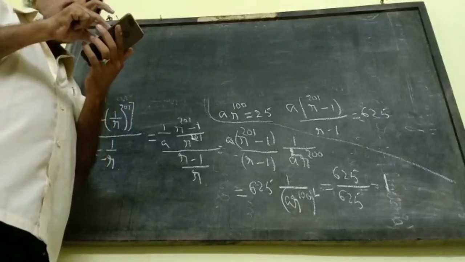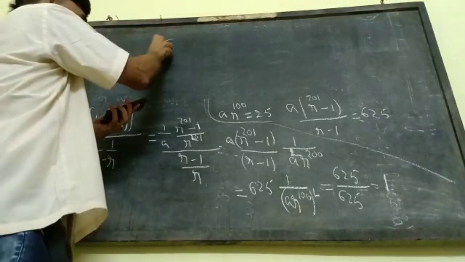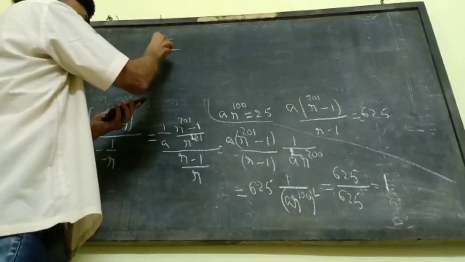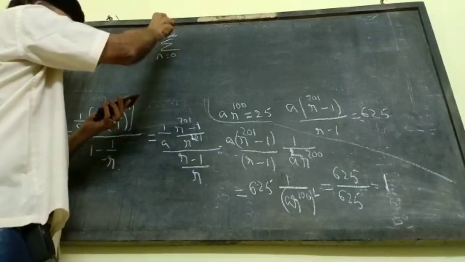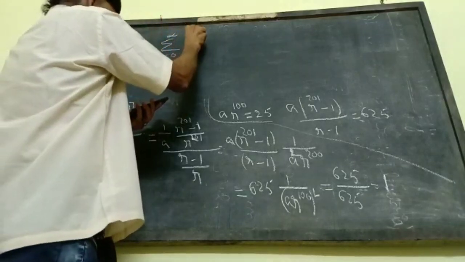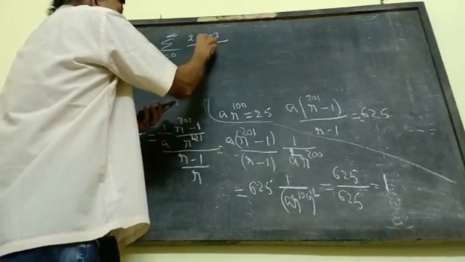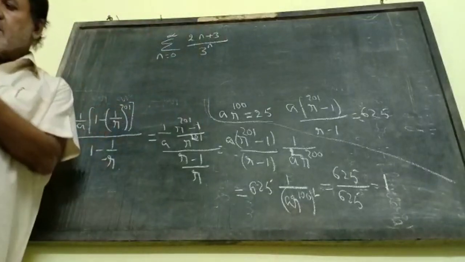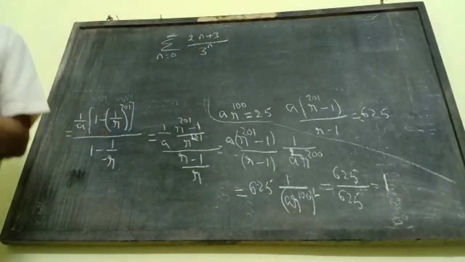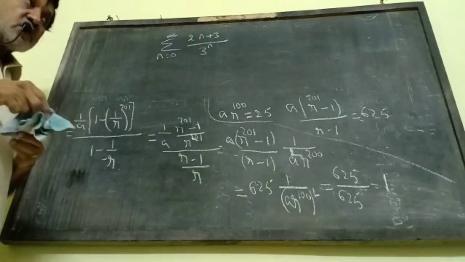The next question is: sigma n is equal to 0 to infinity of 2n plus 3 by 3 to the power of n. Sigma n equals 0 to infinity of (2n plus 3) by 3 power n is equal to how much?